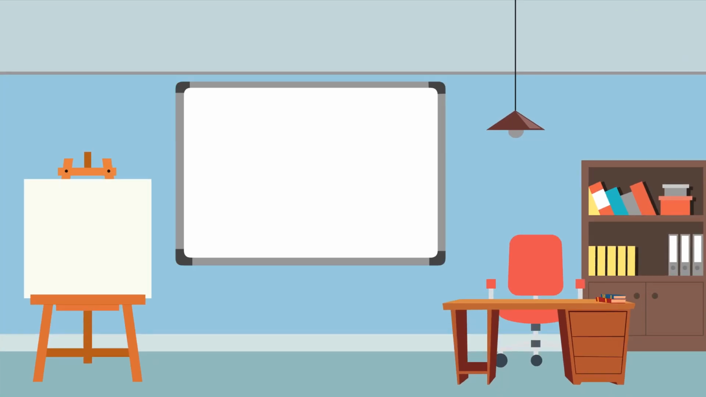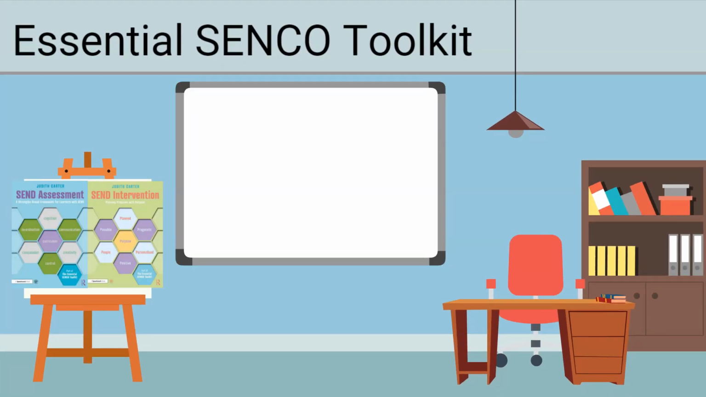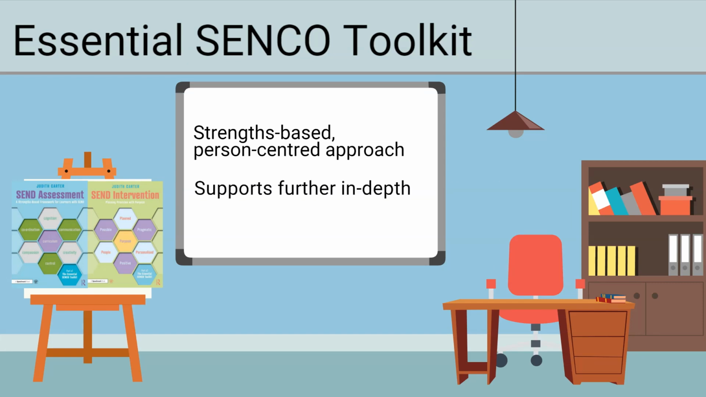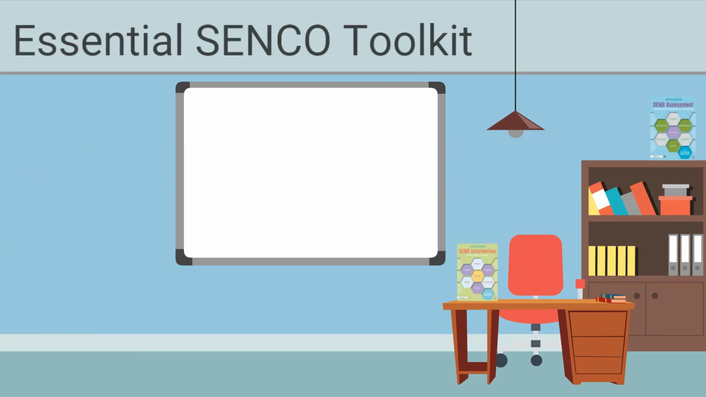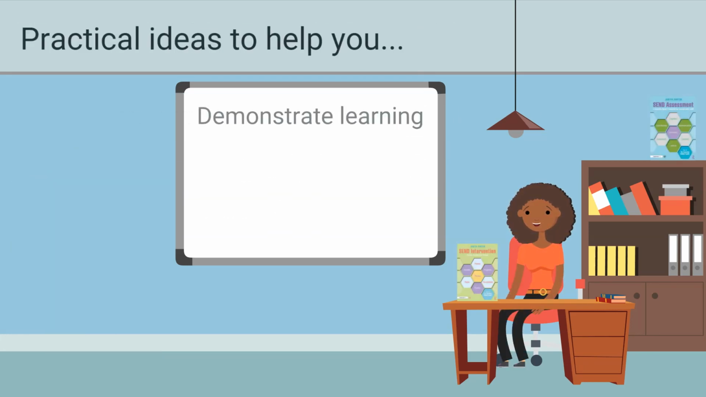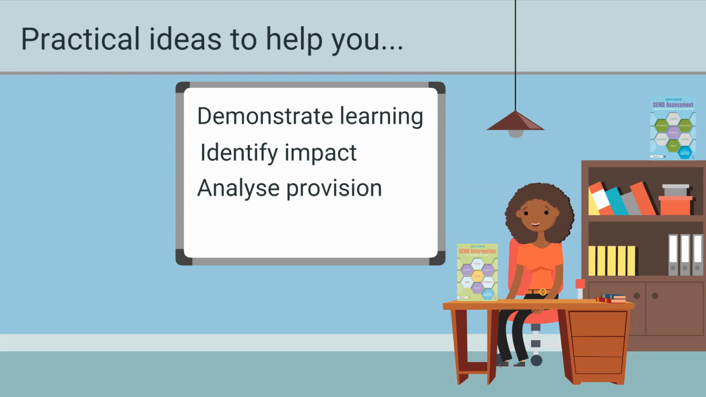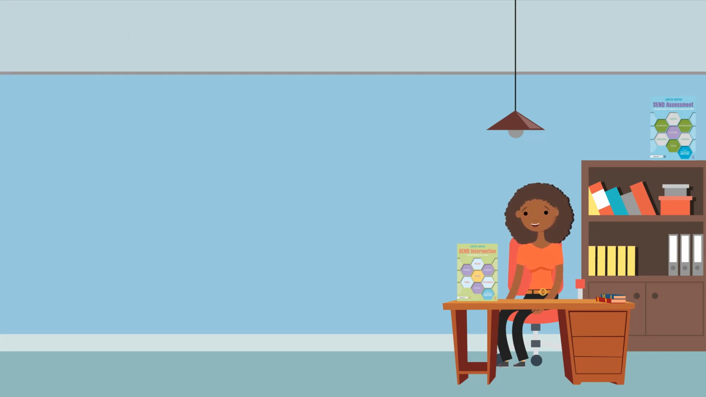The second resource is the Essential SENCO Toolkit. This introduces a strengths-based, person-centred approach that underpins all our conversations around SEND and supports further in-depth planning with children and young people, their families and education setting staff. It offers practical ideas to help you demonstrate learning, identify the impact support is having, and analyse whether the current provision for a learner is effectively tackling the barriers to learning that they face.